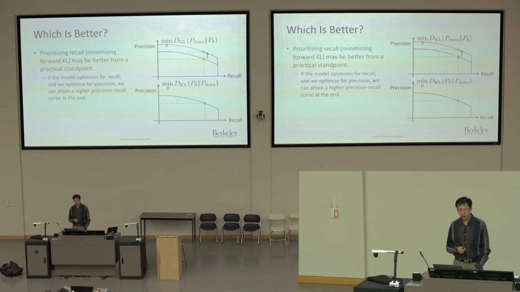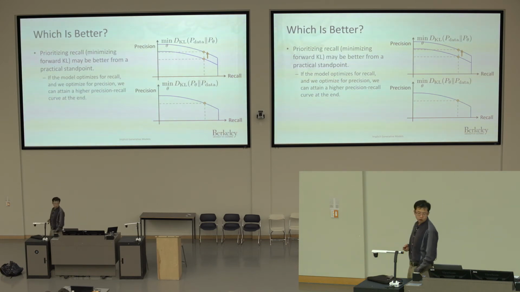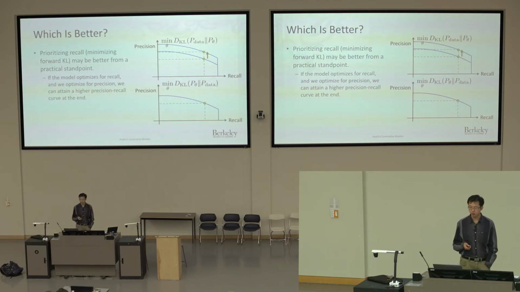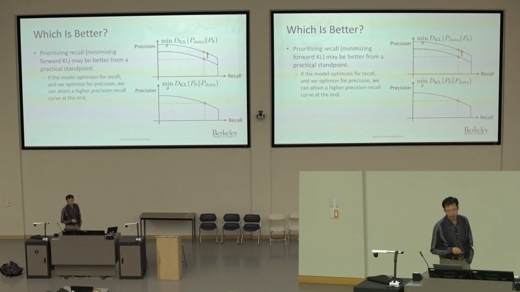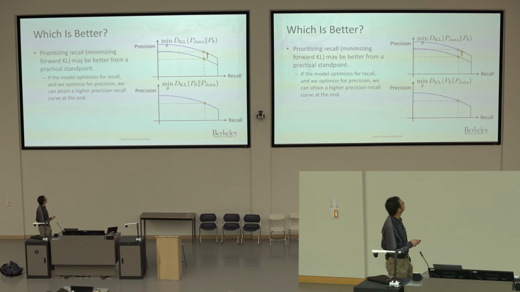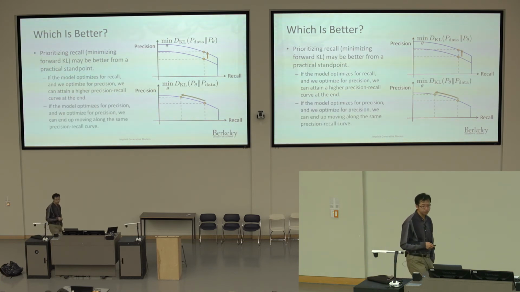So if the model optimizes for recall, and in the other loop we optimize for precision, then we can hopefully obtain a higher precision-recall curve at the end. So hopefully we can achieve something like this. Initially maybe we're here, but because the model is making sure that you have high recall, and then we are making sure that we have high precision, we hopefully shift the curve up, to achieve high precision at all levels of recall.